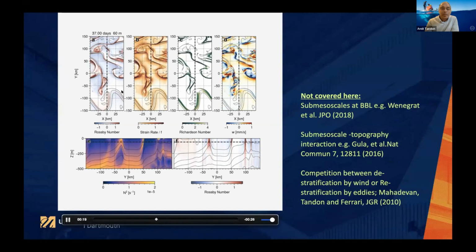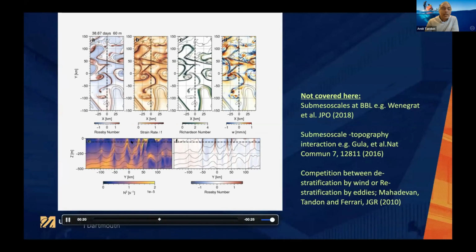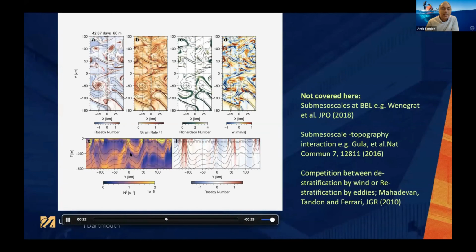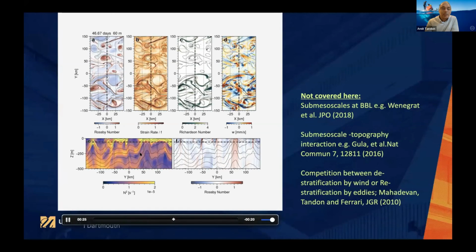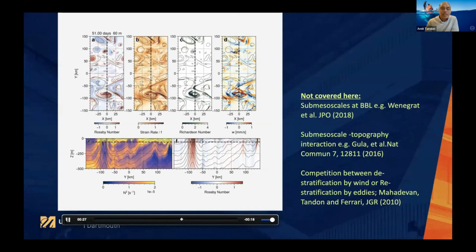And then these fronts begin to interact with each other. What's shown on the lower left-hand side is the stratification. So the water gets much more stratified as time goes on. And also, of course, in this case we are not forcing it, so we see some inverse cascade.